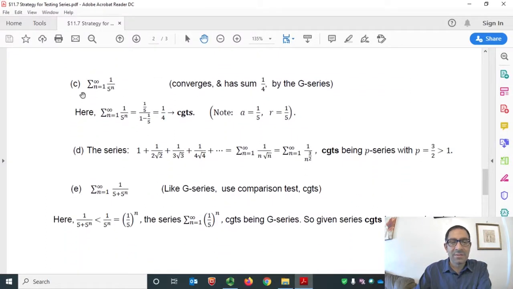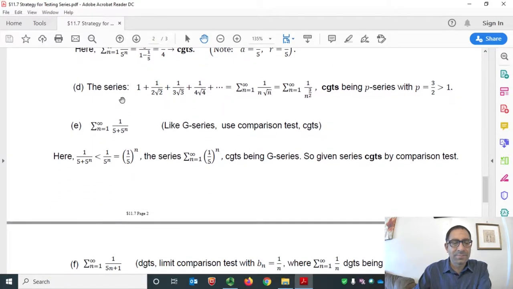Part C. The given series is the summation of 1 over 5 to the power n, from 1 to infinity. This is a geometric series with first term, putting n equals 1, that is 1 over 5, and the common ratio is 1 over 5. Then the sum is the first term over 1 minus the common ratio, which simplifies to 1/4. So the given series converges, and actually it converges to the number 1/4. Let's move on.